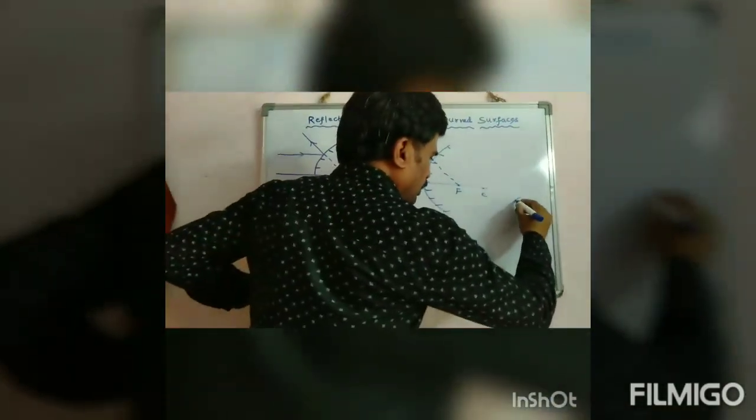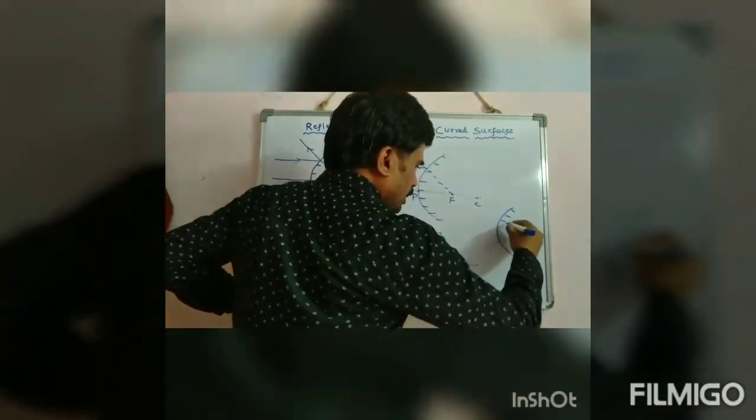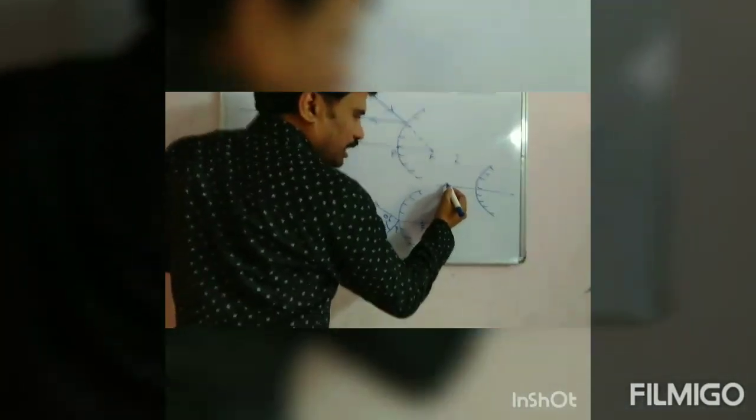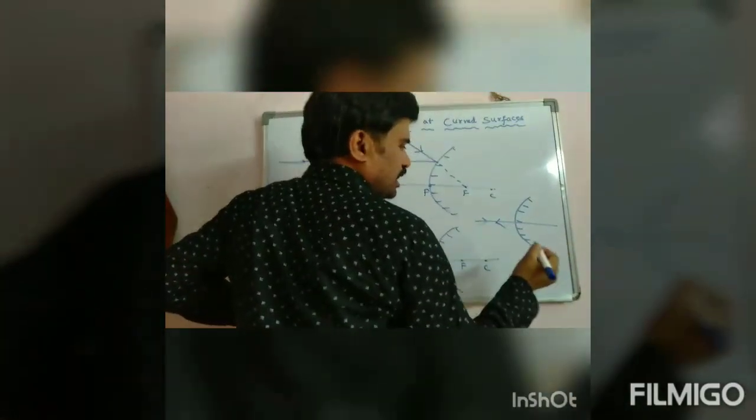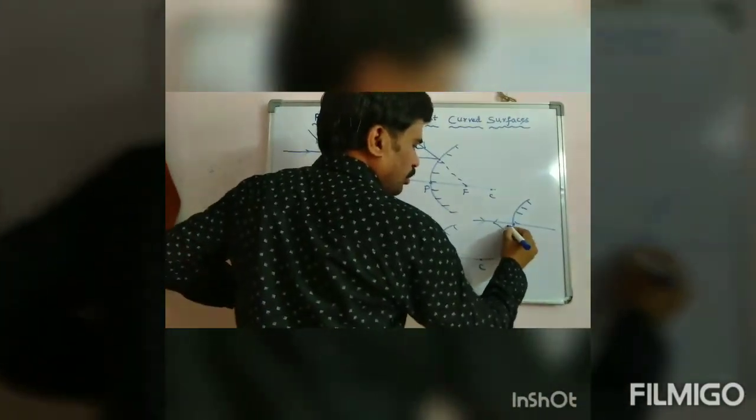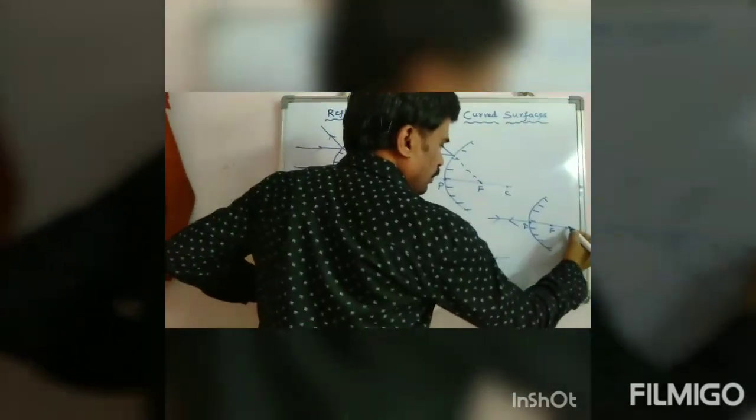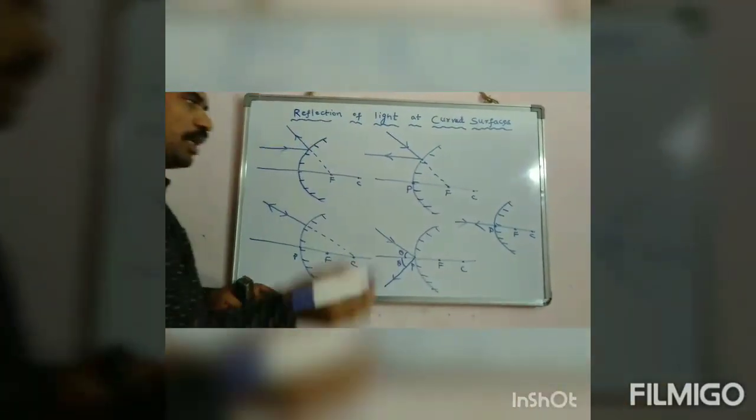And finally the fifth rule is, if the incident ray is passing through the principal axis, it will bounce back in the same direction. So these are the 5 rules.